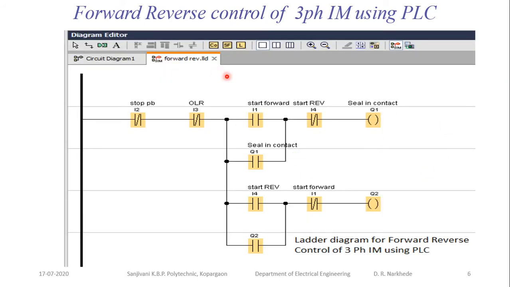Now we'll discuss the ladder diagram for this. In the ladder diagram, you can see that over here I have placed a stop push button, then I have used an overload relay contact over here, then this is I1.